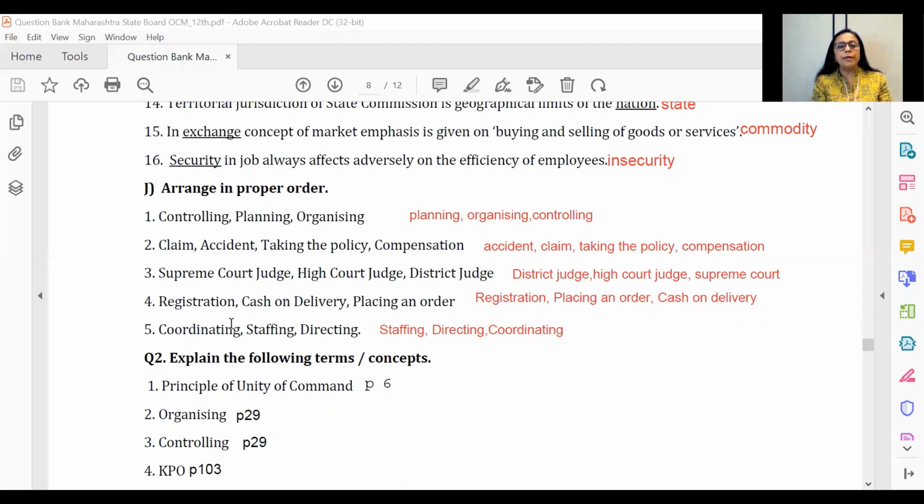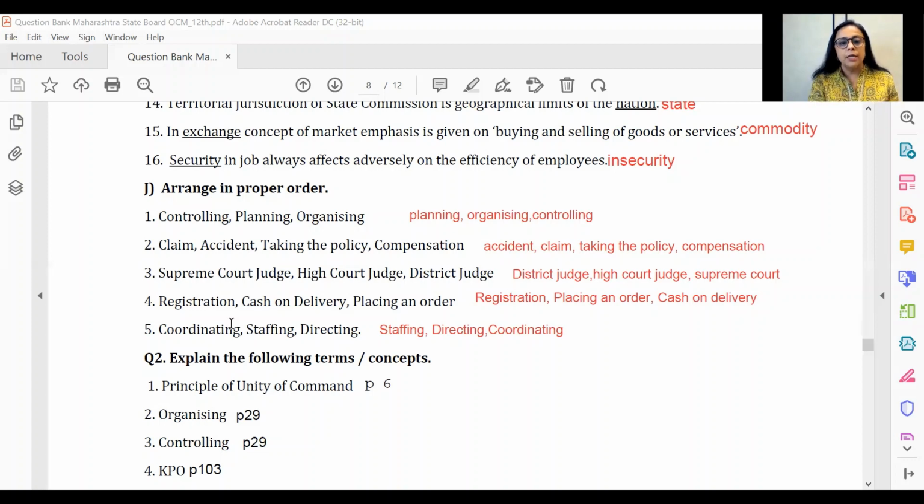5th, again from management functions, coordinating, staffing, directing. All right, so if you'll see here, the order once again should be staffing happens, that is a 3rd management function, directing is a 4th management function, and coordinating is the fifth management function. So dear students, this is how you have your objectives.